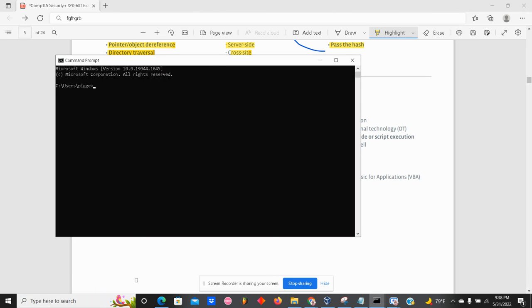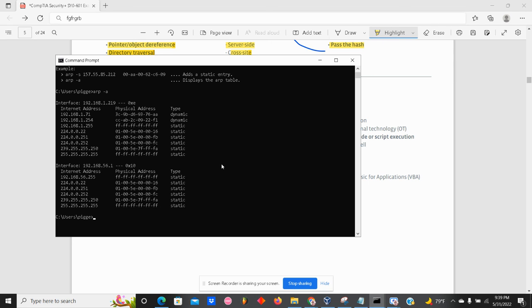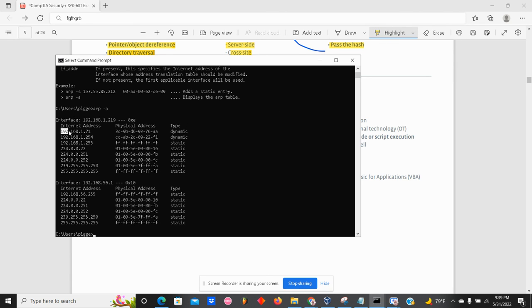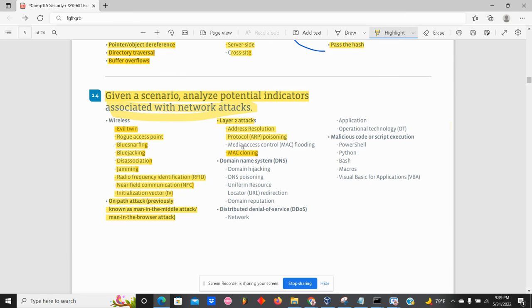ARP poisoning. Let me just do an example really quick on this part. ARP is basically correlating the internet IP addresses to the physical address. It's like DNS, where they match the name to the IP address, but instead of the name, it uses the MAC address to the IP address. You could spoof one of these. So if this is a server, you could spoof this MAC address by putting your own MAC address onto here. So you will now act as the server. That's what ARP poisoning is.